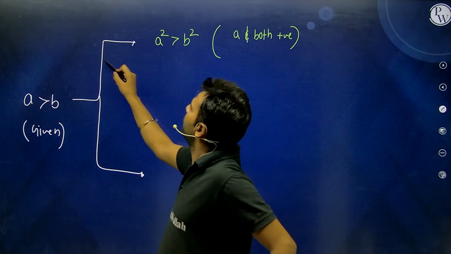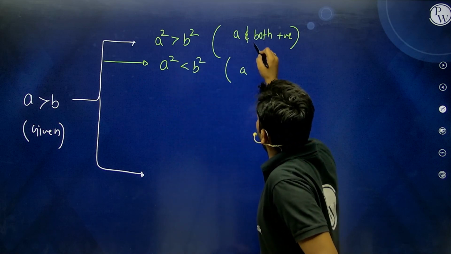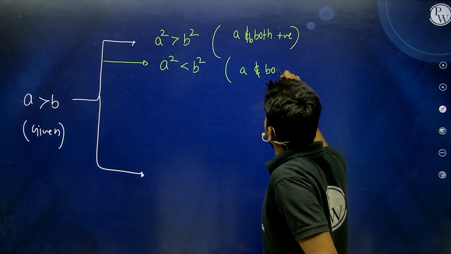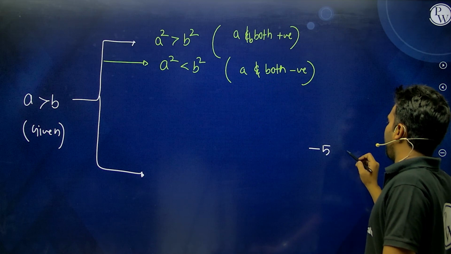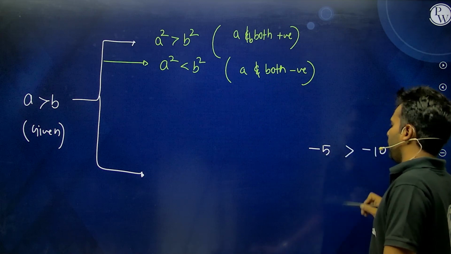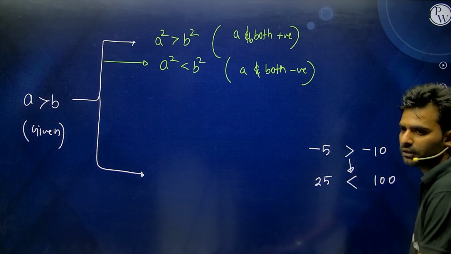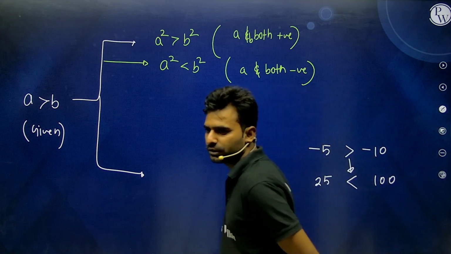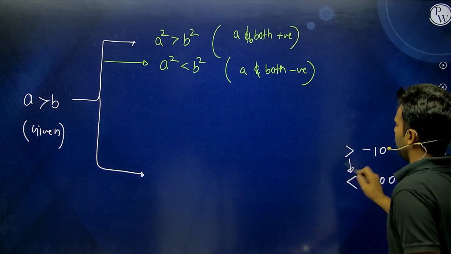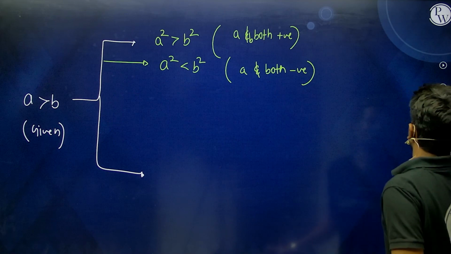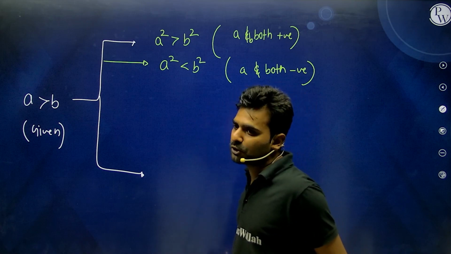But if A and B are negative numbers, then A and B are both negative, so the sign of inequality changes. Let's have an example: -5 and let's say -10. If you square, this will become 25, this will become 100, yes or no? Look, the sign of inequality changed or not? This happens whenever A and B are both negative.